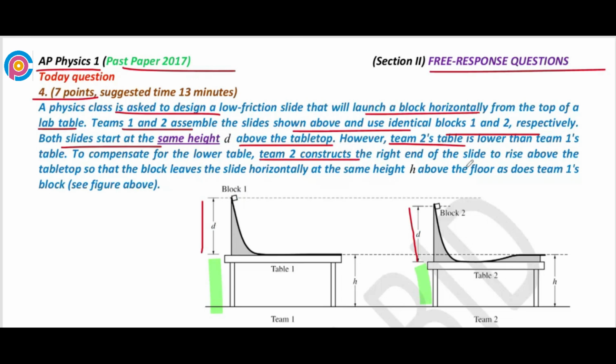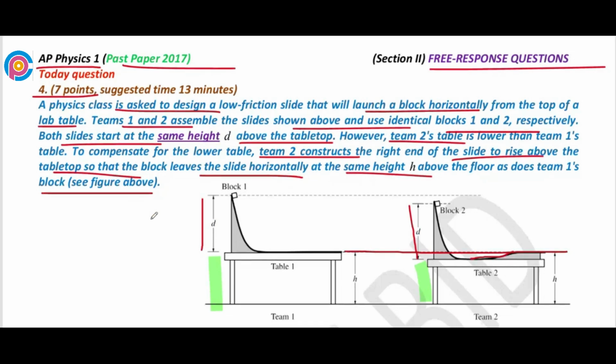Team 2 constructs the right end of the slide to rise above the tabletop so that the block leaves horizontally at the same height h above the floor, as Team 1 does, see the figure. So in this case it rises above so that the height would match in both cases.